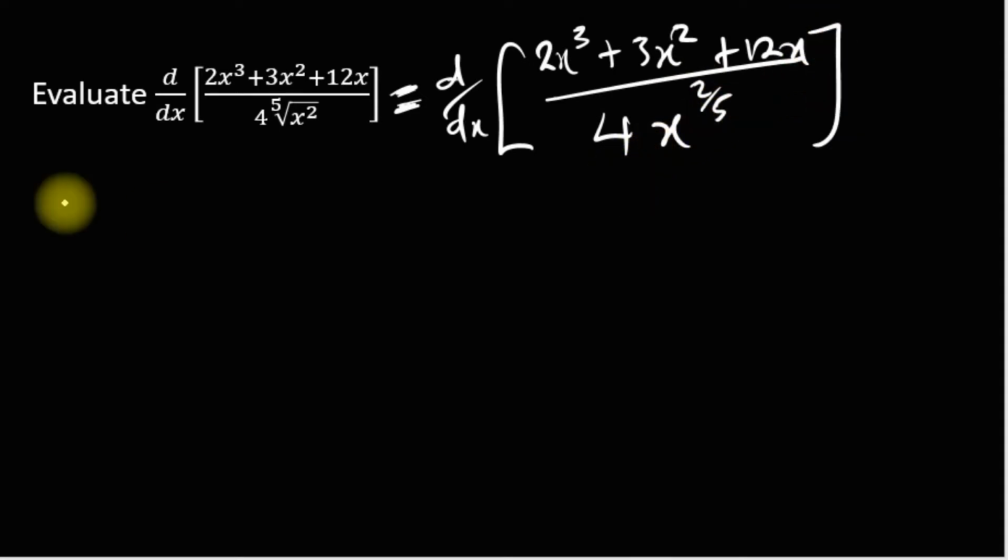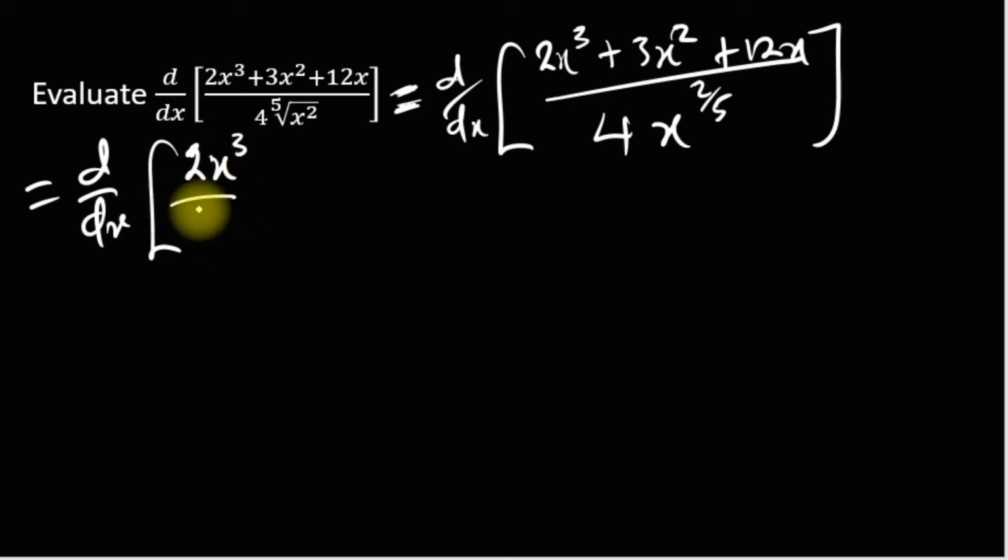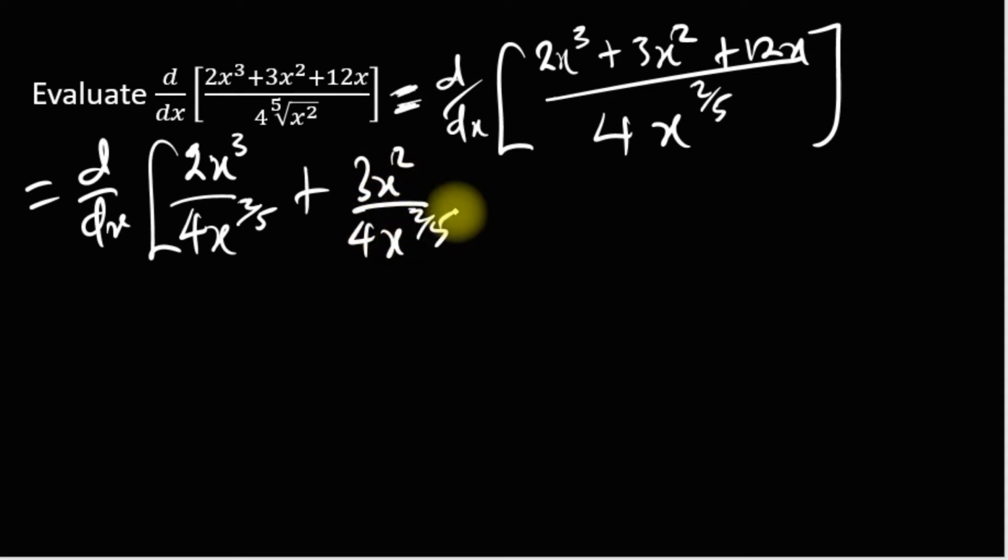So we need to do some algebra. When the terms have a common denominator, we can assign each of them to that denominator, which is 2x^3 over 4x^(2/5), plus 3x^2 over 4x^(2/5), plus 12x over 4x^(2/5).